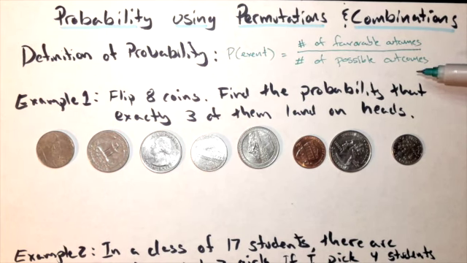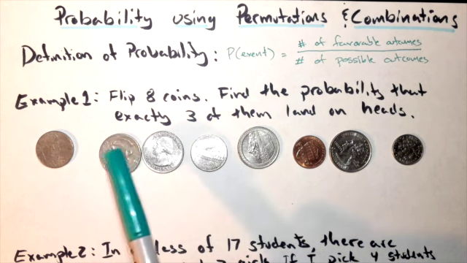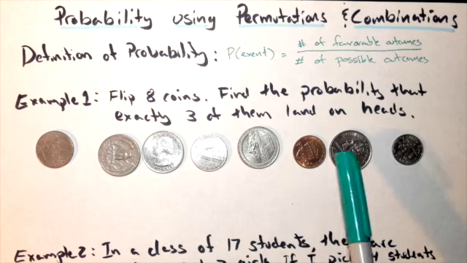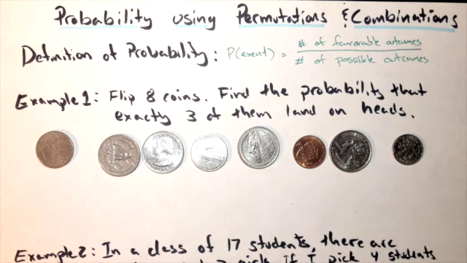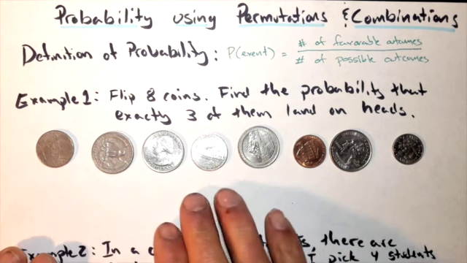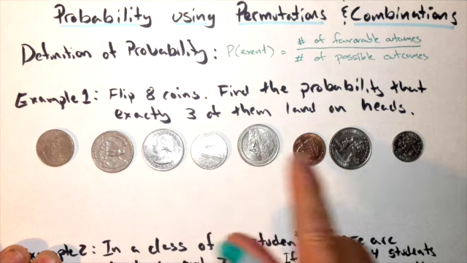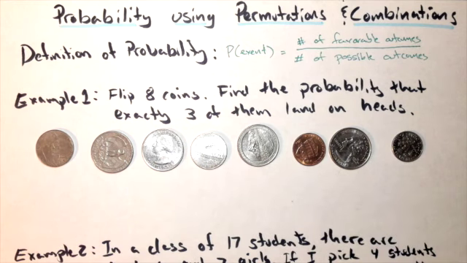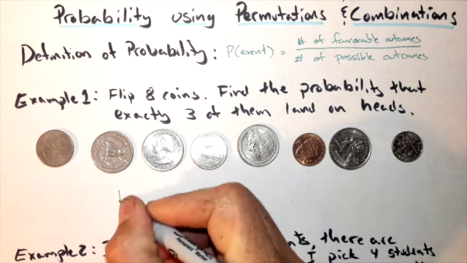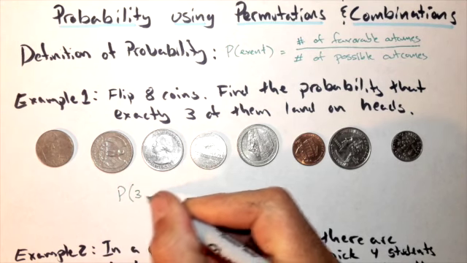So we really have two key examples here that you're going to need to know how to do. And the first one involves flipping coins. So this problem says, I'm going to flip 8 coins, find the probability that exactly 3 of them land on heads. So I have 8 coins here, and I think if you can see, 3 of them are on heads. Right here, and right here. How would we calculate that probability? The probability of 3 heads.